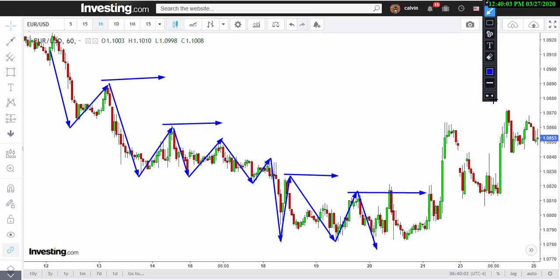But what happened here? It broke into the upside to make a new high, and then it retraces back and starts to move higher. So you see, this concept is very simple, but it's very difficult to see sometimes. You just have to backtest more and more so that you can understand this.